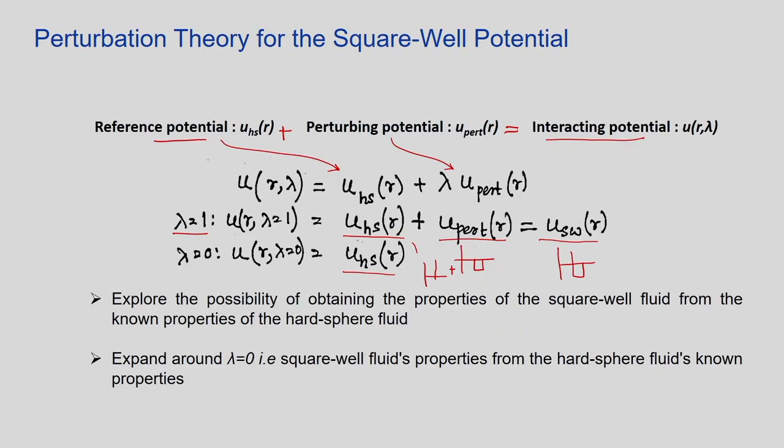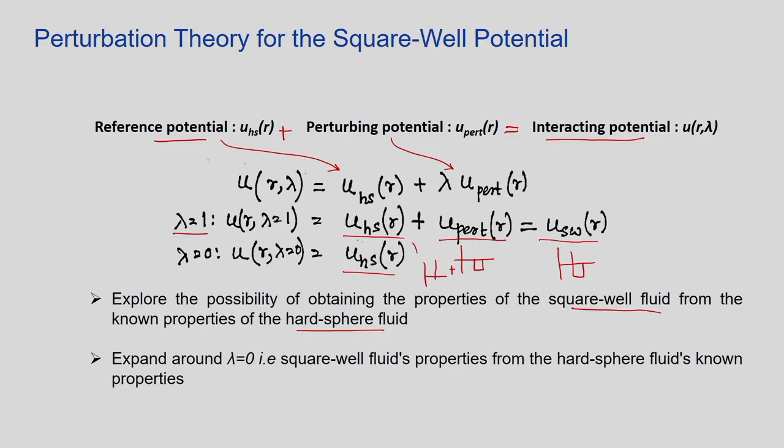So, keeping this in mind, let us explore the possibility of obtaining the properties of the square well potential from the known properties of the Hertzsprung potential. Because we know the properties of the Hertzsprung potential, we know its virial coefficients. That is why it is easier to compute the properties of some other potential. So, what we will do is use the Taylor series expansion and expand around lambda equal to 0. That is, the square well potential properties we will obtain from the Hertzsprung fluid's known properties.